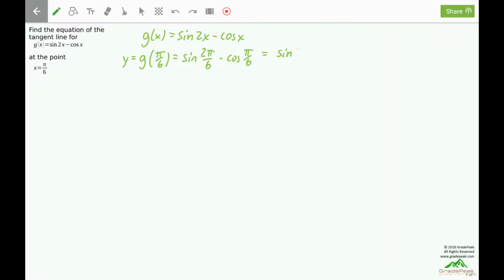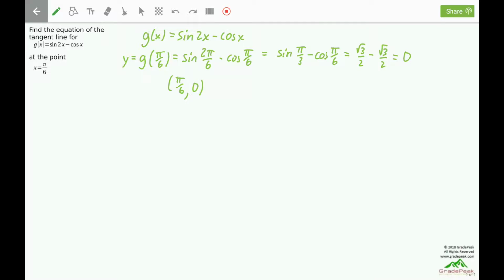Well, 2 of pi over 6 can reduce down to pi over 3. So we have the sine of pi over 3 minus the cosine of pi over 6. The sine of pi over 3 is root 3 over 2. And the cosine of pi over 6 happens to also be root 3 over 2. So when you subtract them, you get a 0. So apparently the y coordinate is 0. That means the coordinates of our point are pi over 6 comma 0.